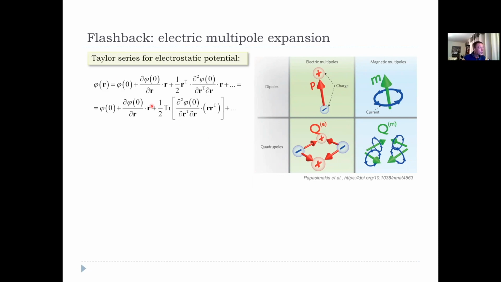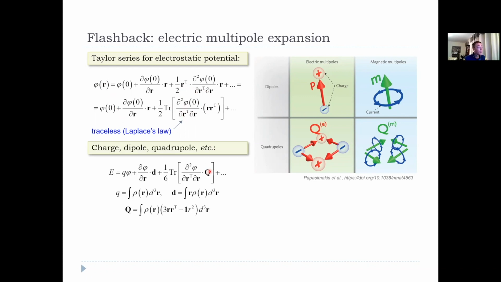So let us go into the Taylor expansion for the electrostatic potential. Just a standard multivariate Taylor expansion: zero order term, first derivative times r, second derivatives times r and r, and we can reorder it a little bit. It's a trace of that, and this is a second derivative matrix. And remember Laplace's law: the Laplacian of the electrostatic potential is equal to the charge density. In most places it's 0, so this is traceless by Laplace's law.